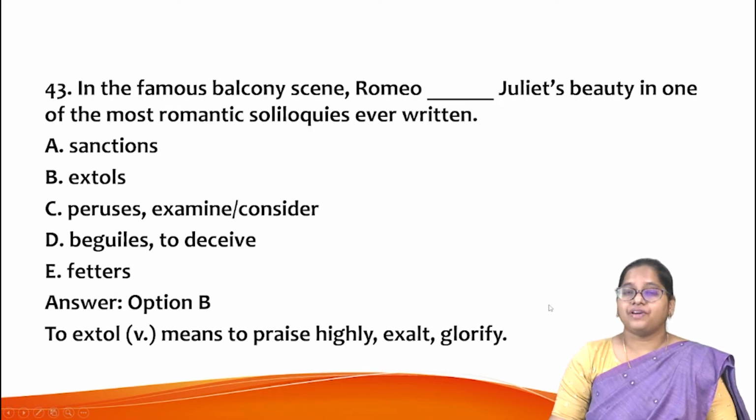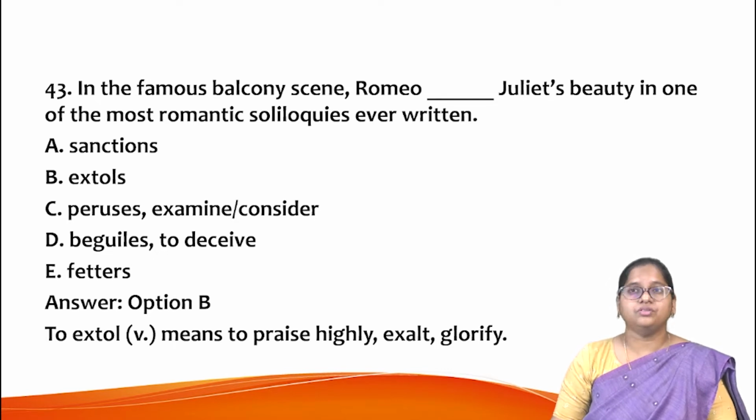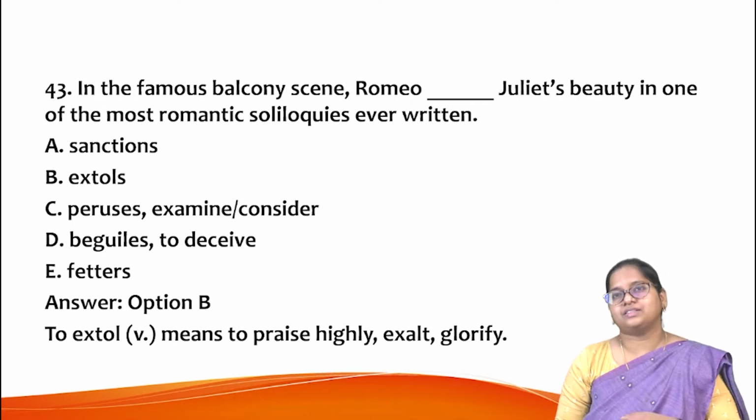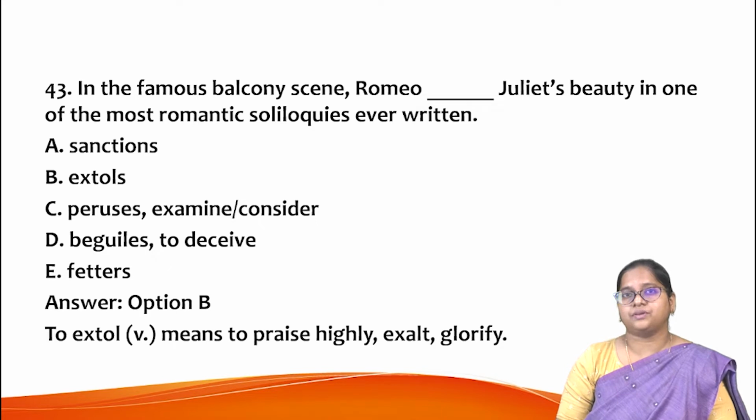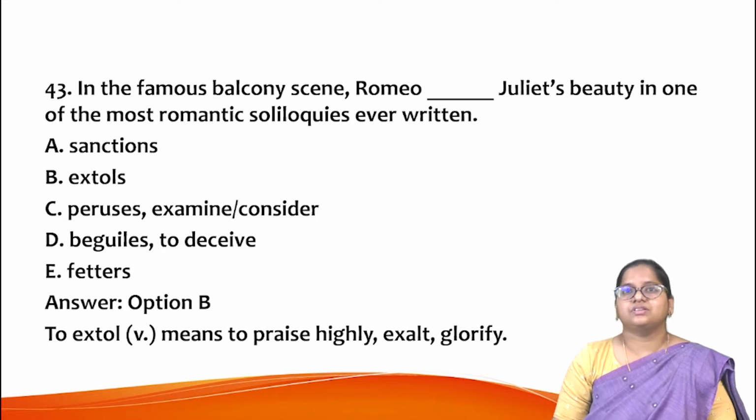Question 43. In the famous balcony scene, Romeo blank Juliet's beauty in one of the most romantic soliloquies ever written. The options again: A, sanctions; B, extols; C, peruses; D, beguile; E, fetters.